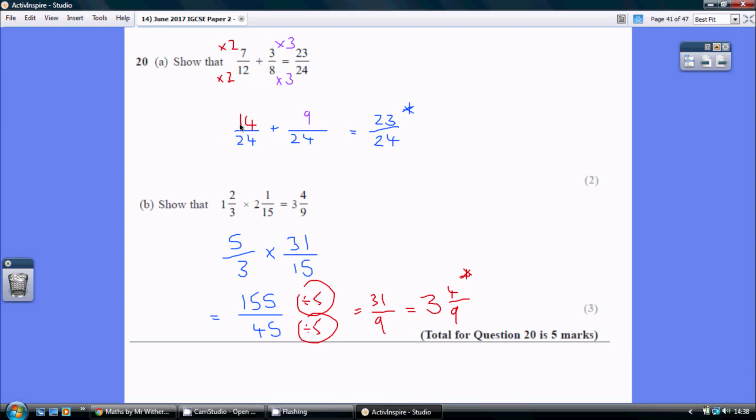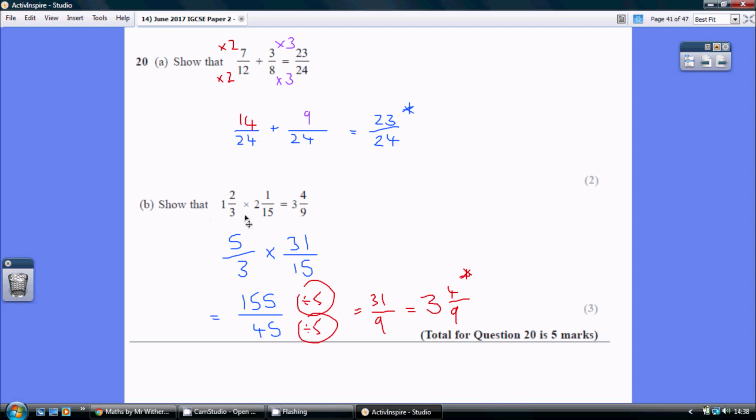2 sevens are 14. Now with the 3/8, how do we convert that to a fraction with 24 as the denominator? 8 3s are 24. So we also multiply the numerator, the top bit, by 3. 3 3s are 9. So we've got 14 over 24, add 9 over 24, add the numerators, that gives you 23 over 24 as required.